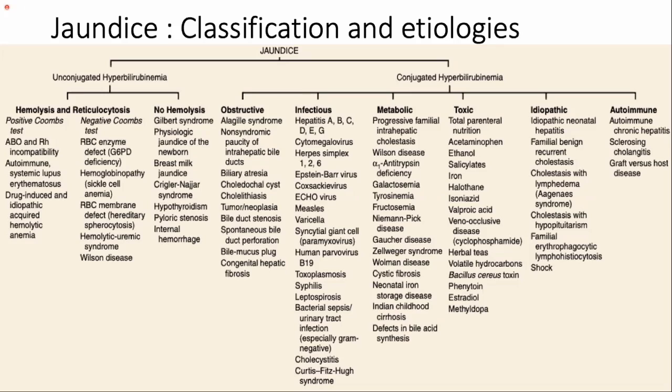So we look into the non-hemolytic causes. We have Gilbert syndrome, Crigler-Najjar syndromes. I will touch on this later on. And then we have the physiological jaundice of the newborn. This occurs because of the immaturity of the liver. It lacks adequate UDP glucuronyl transferase enzyme to allow adequate conjugation. So that's why we have the physiological jaundice.